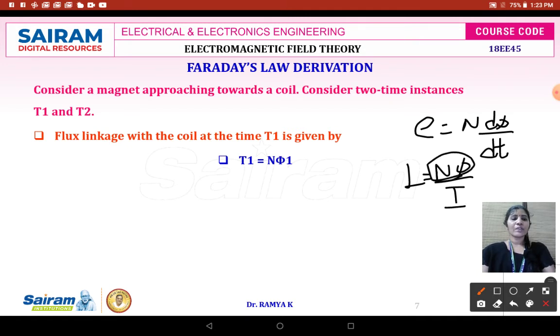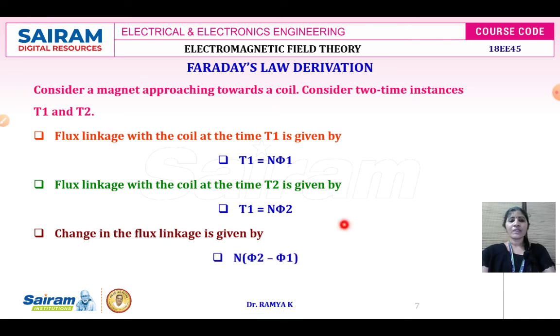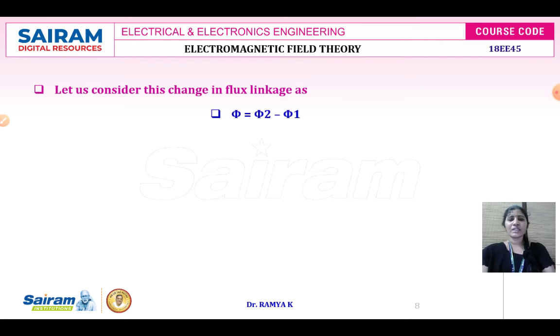N phi is nothing but flux linkages. So the flux linkage at time T1 is equal to N into phi 1. Similarly, the flux linkage with the coil at time T2 is given as N into phi 2. Therefore, the total flux linkage will be N phi 1 and N phi 2. The change in flux linkage from time T1 to T2 is N into phi 2 minus phi 1. Therefore, we can write the change in flux as delta phi equal to phi 2 minus phi 1.